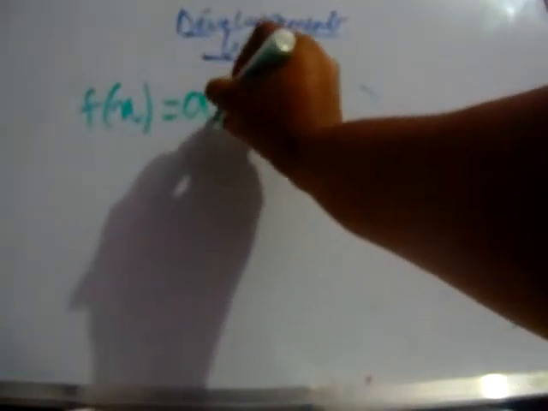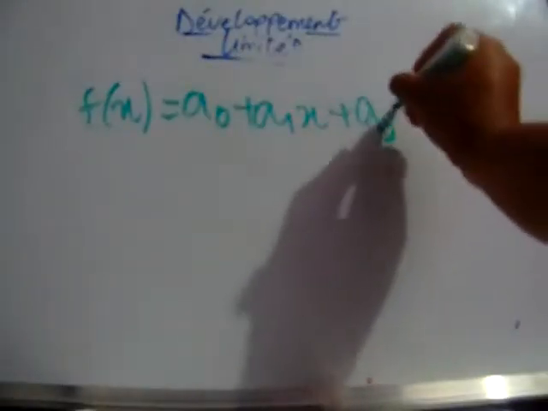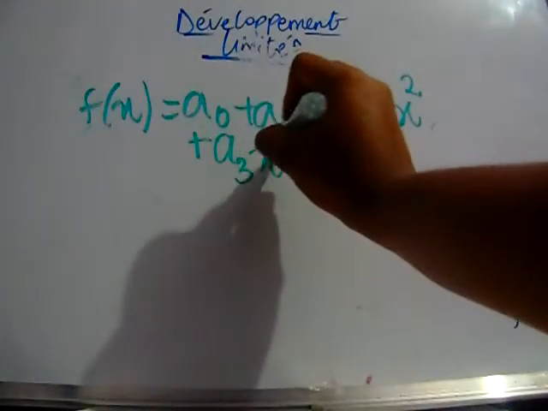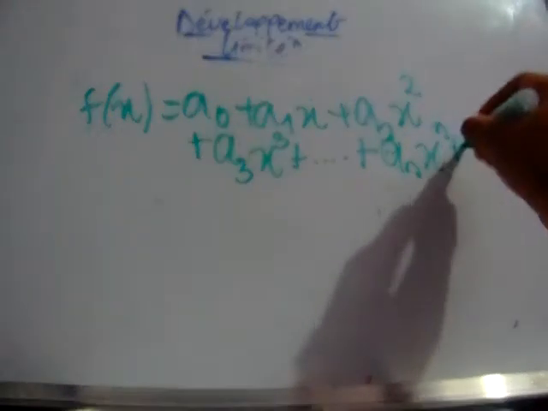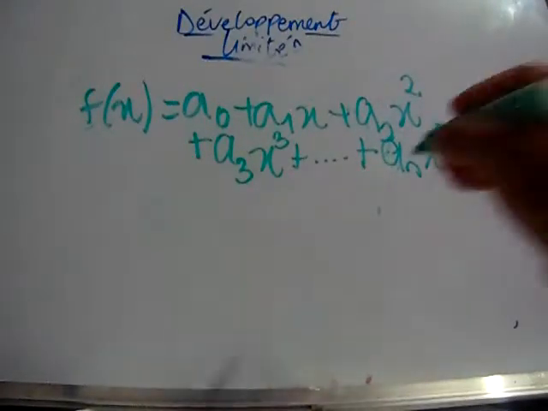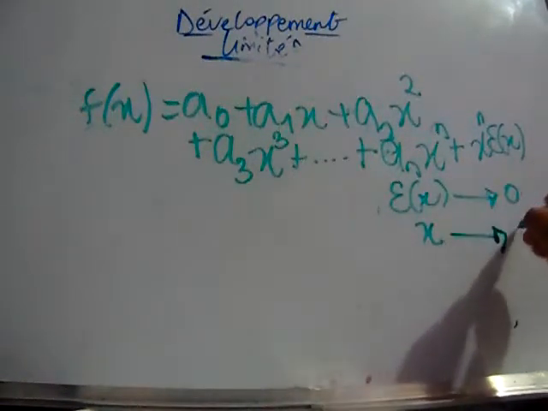Okay, so we say a function admet un DL à l'ordre n au voisinage de 0 if f of x is equal to a0 plus a1 of x plus a2 of x raised to the power of 2 plus a3 of x raised to the power of 3, following the same order up to an x raised to the power of n, times epsilon of x. And we say epsilon of x tends vers 0 when x tends vers 0.